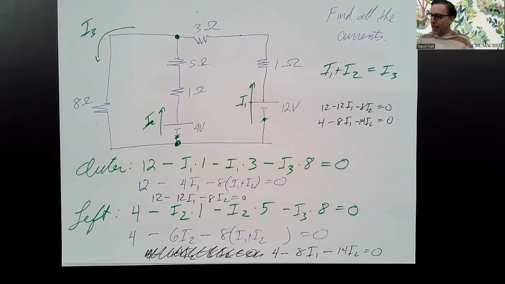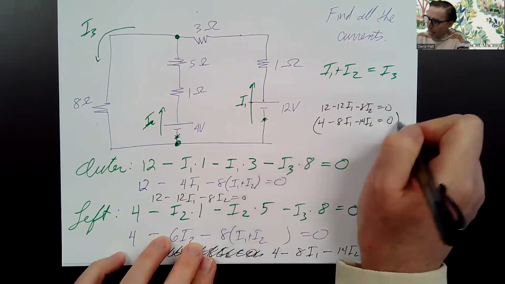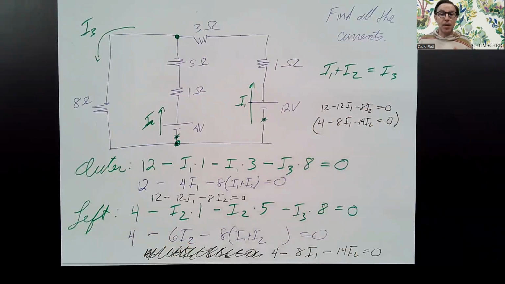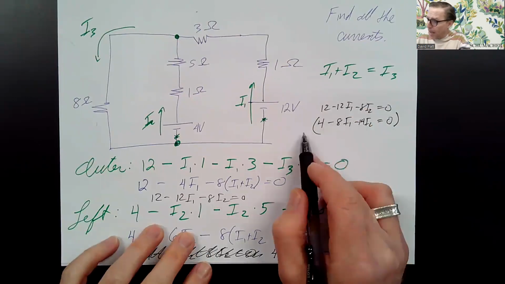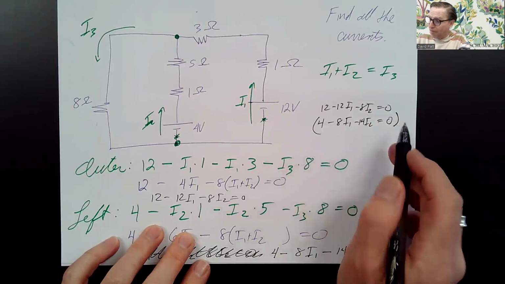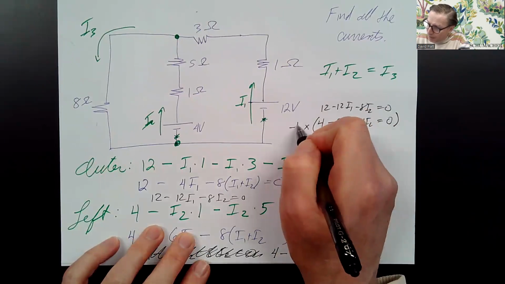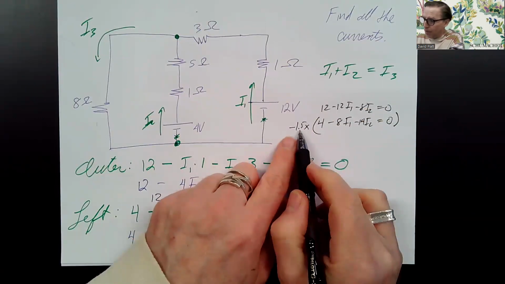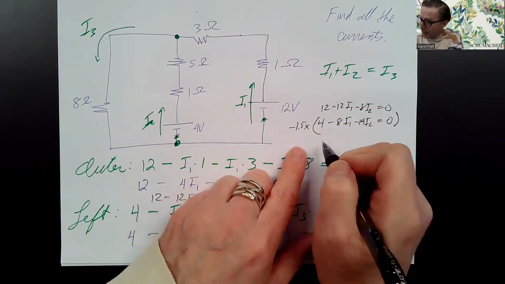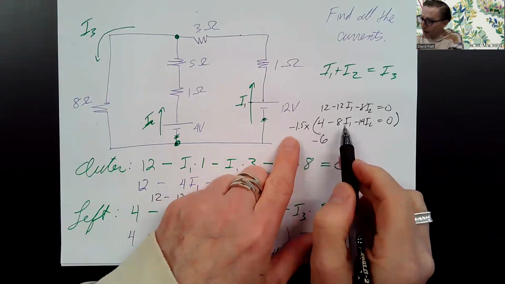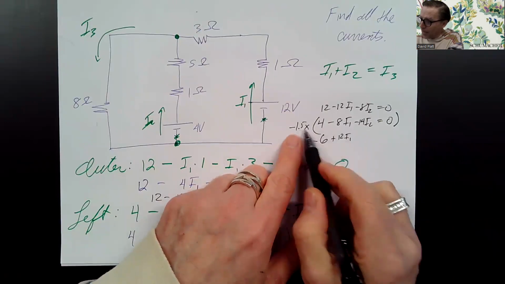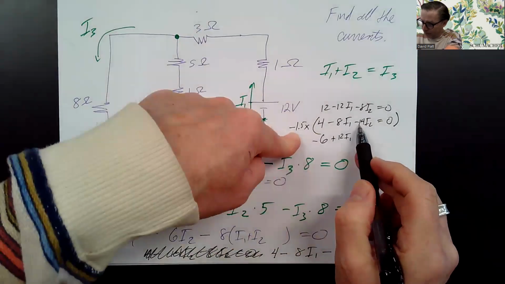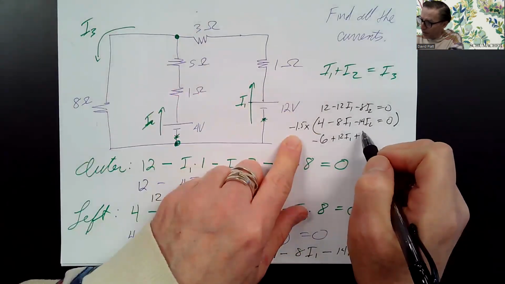One way of doing that is taking a whole equation and multiplying both sides by some number. And what I see is 8 times 1.5 is 12. So if I multiply everything here, this, and this by 1.5, in fact, if I multiply by negative 1.5, look what happens. Negative 1.5 times 4 is negative 6. Negative 1.5 times negative 8 is positive 12. And negative 1.5 times negative 14 is positive 21 I2.